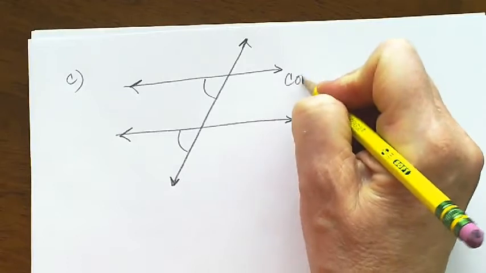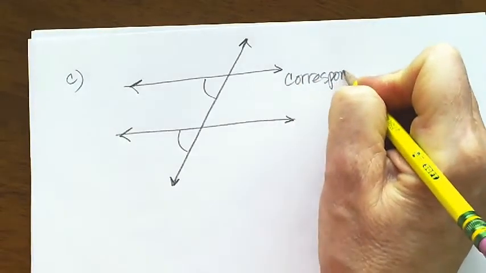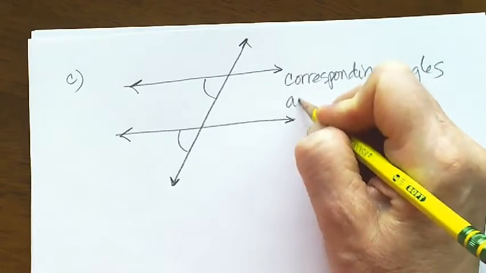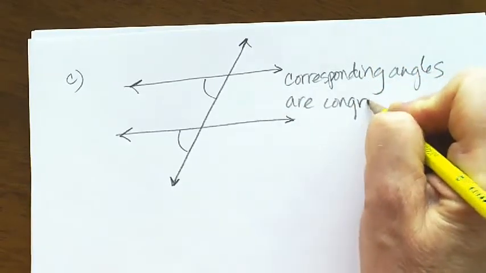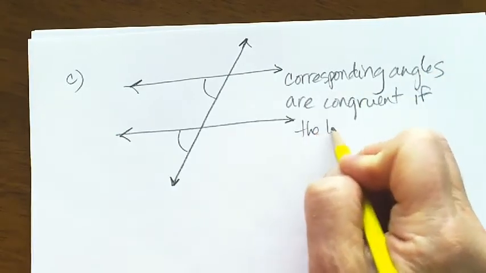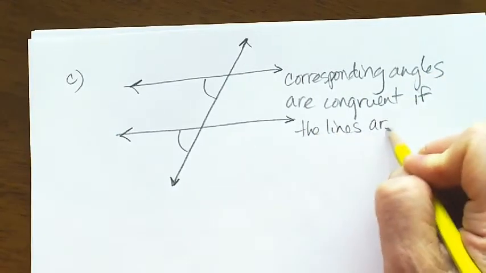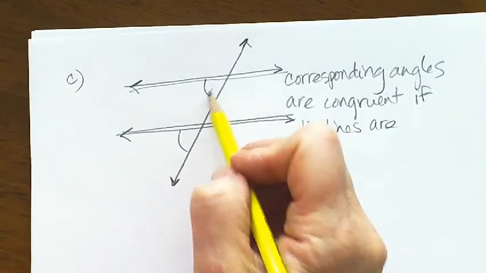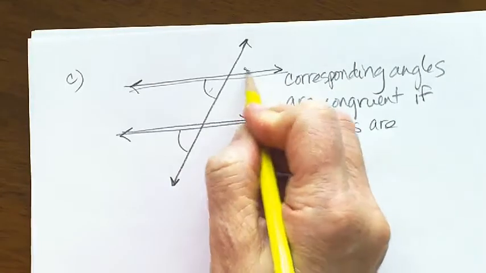Just because they're corresponding, it doesn't mean that they're congruent. These corresponding angles are congruent. Can you fill in the blank here? If the lines are parallel. They're only going to be equal if these two lines are parallel.